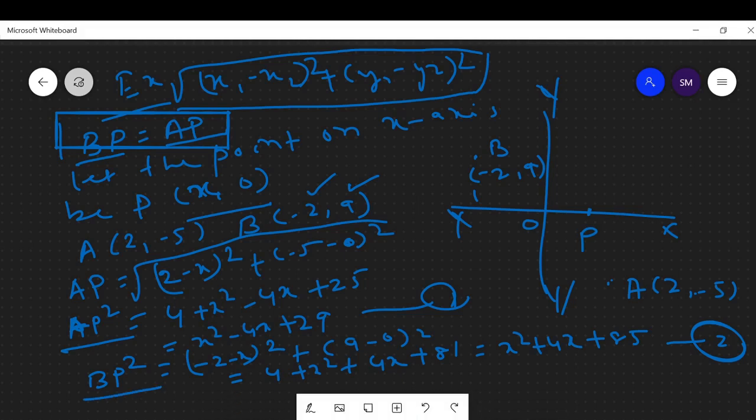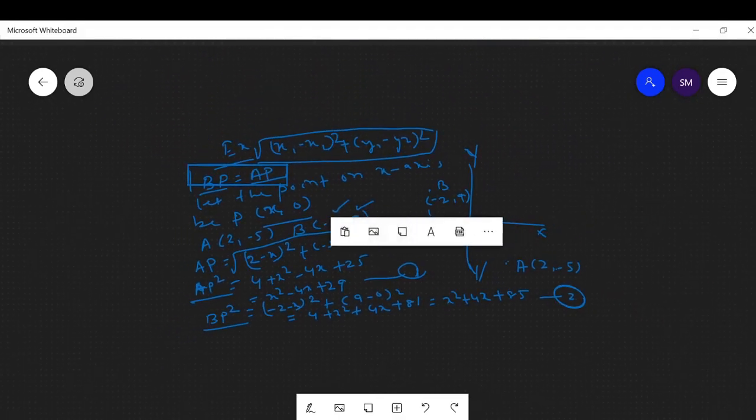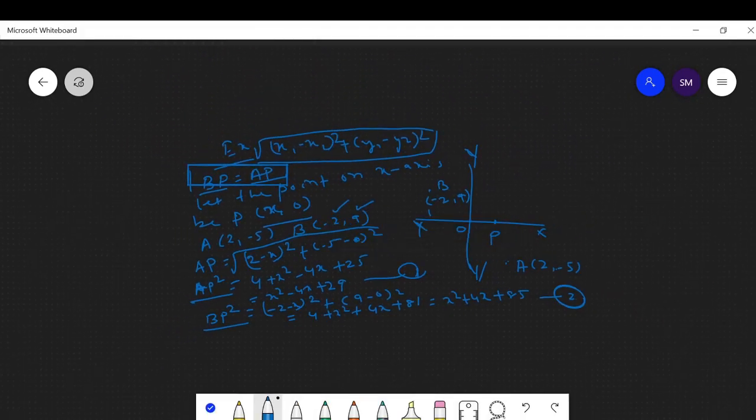Then equating these two, this is equation 1 and this is equation 2. As BP is equal to AP, this means AP square is equal to BP square. Equating equation 1 and 2, we get x square minus 4x plus 29 is equal to x square plus 4x plus 85.